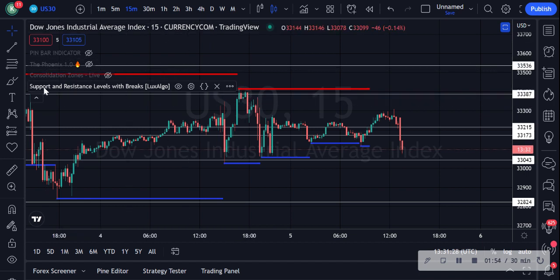So you can also add this indicator to support your support resistance markups here, but I personally do think that you need to know how to mark them up because it's important. We can't just rely on indicators. I'm going to turn that off.